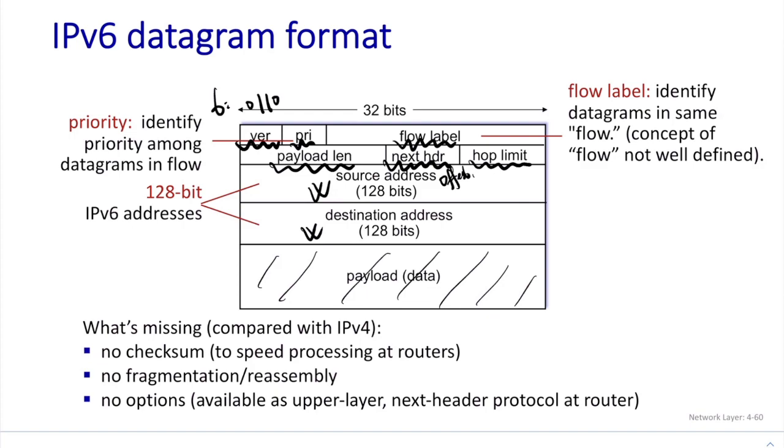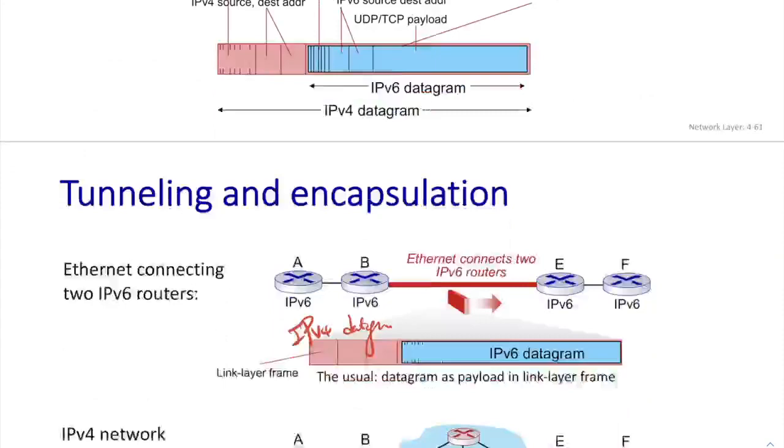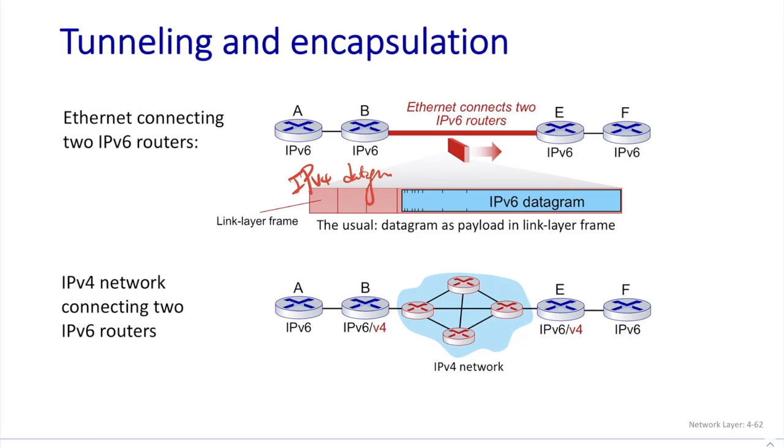Very, very simple. We don't have a checksum, we don't have fragmentation and reassembly problems, we don't have too many options right here. So IPv6 is very, very simple, just like this. But there is a problem, even though this one is much better: not every router in the internet supports IPv6. So right here we have an example. Like this, A, B, E and F support IPv6, but there are some intermediate routers that only support IPv4.